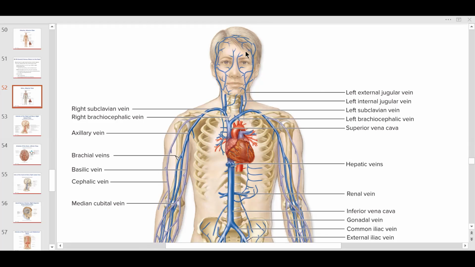So we're draining blood from the head and then face too, right? And you have the external jugulars, right? Right external jugular and left external jugular. And then you have the internal jugular, which is really coming more from the brain. The external jugular is coming more from the drainage of the facial muscles and the skin of the face.